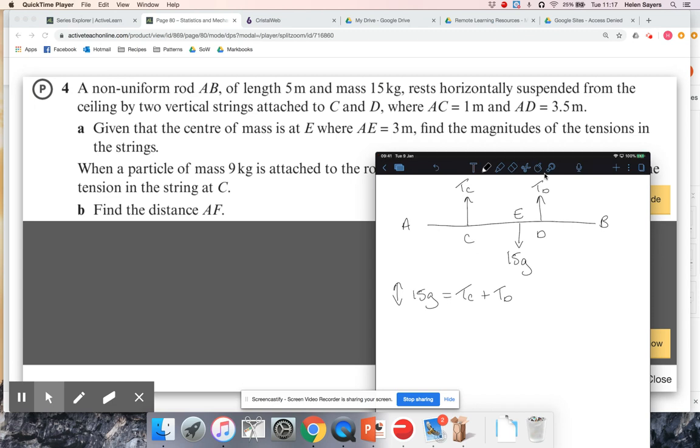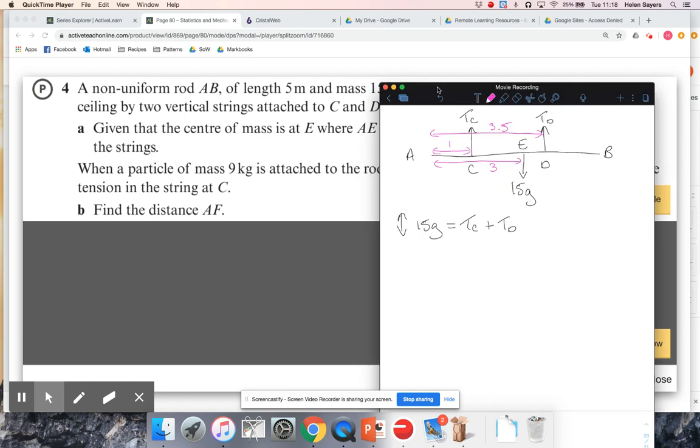I've got all the distances I need. Let's try and label them on as neatly as I can. C was 1 meter away from A. The centre of mass was 3 meters. And let's just get D up there: the string at D was 3.5 meters. There's no force at B, so I don't need to worry about the distance to B, although I am given that. So I've got a few options.